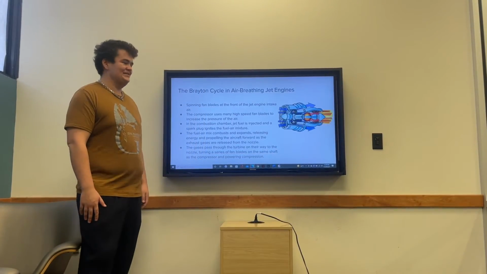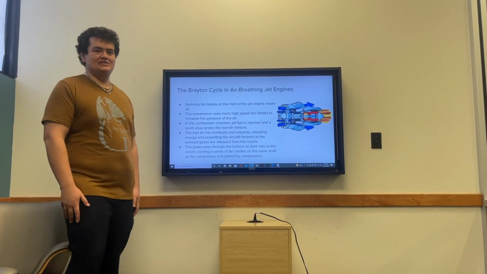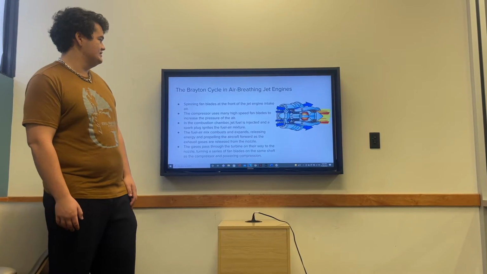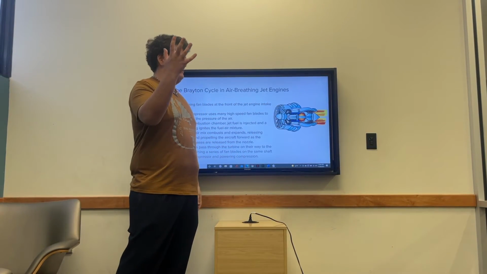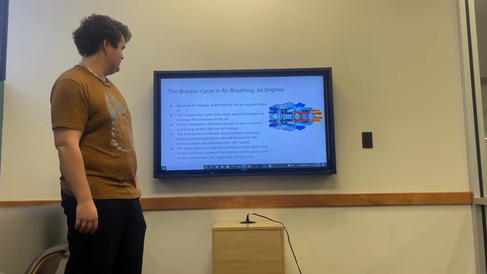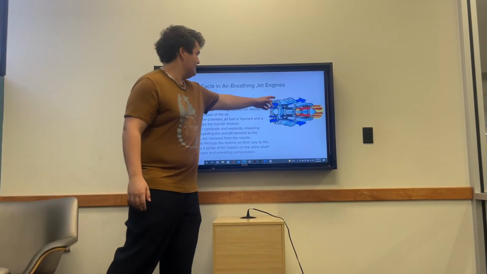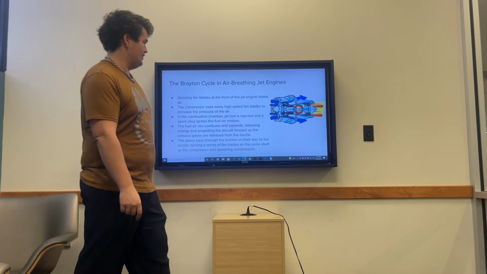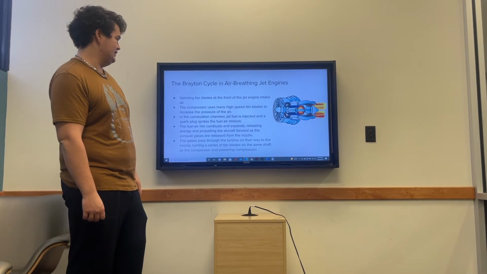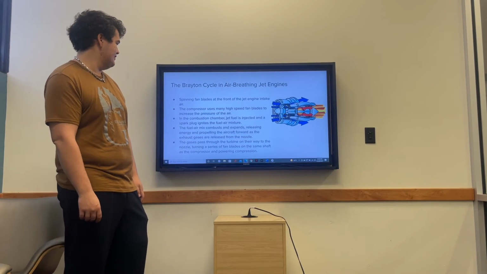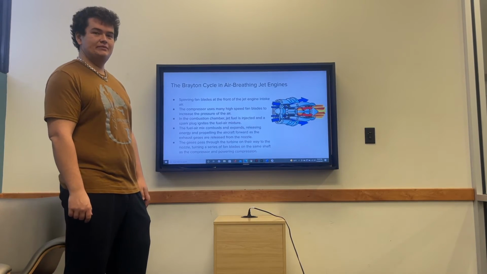So I'm going to be talking about the Brayton cycle and air-breathing jet engines today. So spinning fan blades at the front of a jet engine intake air from the atmosphere around it into the jet engine. And then the compressor here is going to use many sets of fan blades attached to a shaft to increase the pressure of the air by decreasing its volume and push it into the combustion chamber.